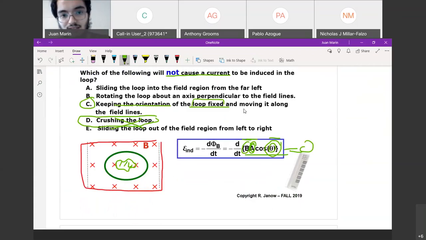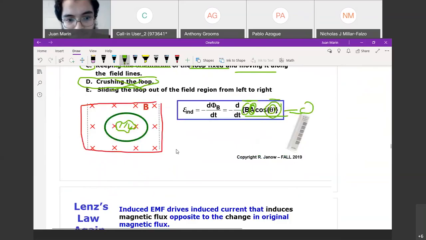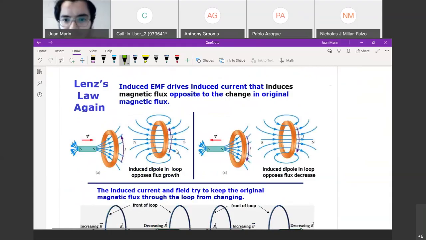And like Aaron said, C is the right answer, because if you keep the orientation of the loop in the same position, the same configuration, and then you move it along the field lines, it's the same for all time. As it goes along the field lines, theta doesn't change, the cross-sectional area doesn't change, and the field is uniform. So d phi dt is zero, and EMF is zero.